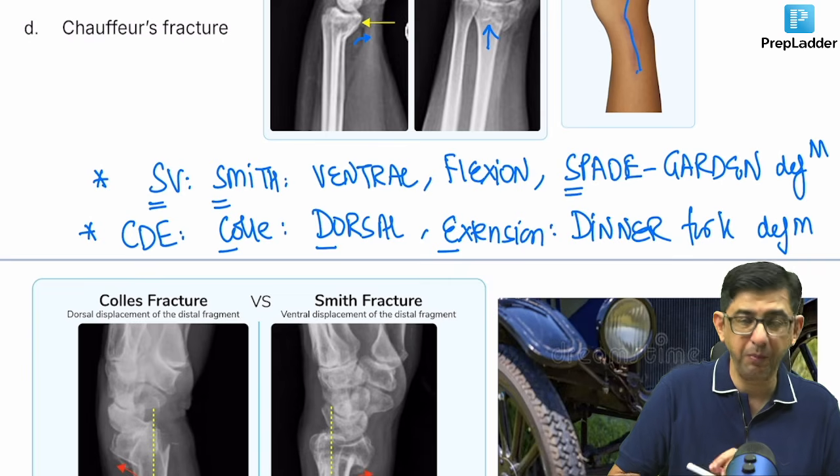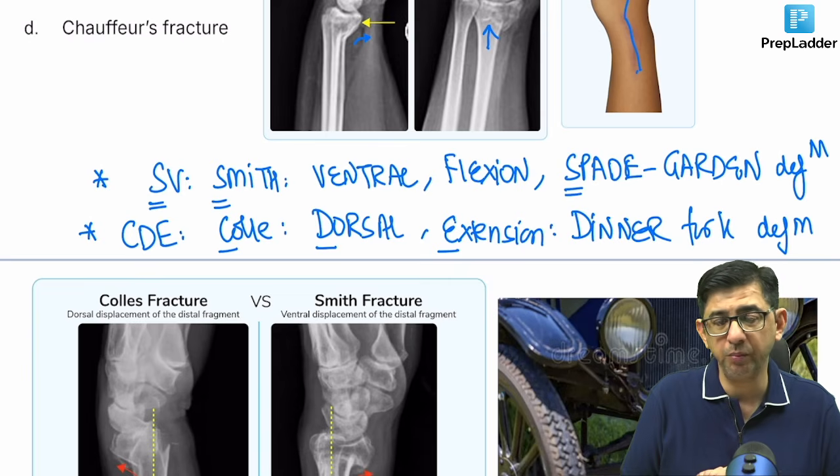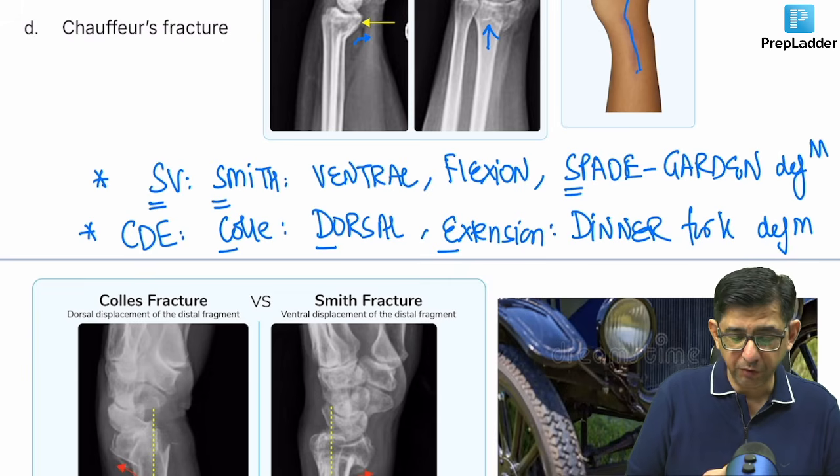Now I requested you to remember CDE, and the D alphabet can be used two times. One is for the dorsal displacement and the second is for the dinner fork deformity as well. So we are sorted for two fractures.